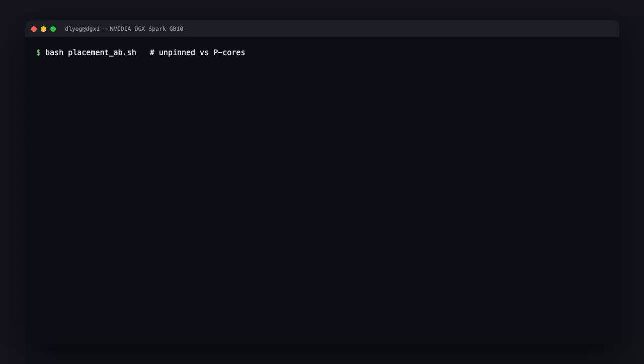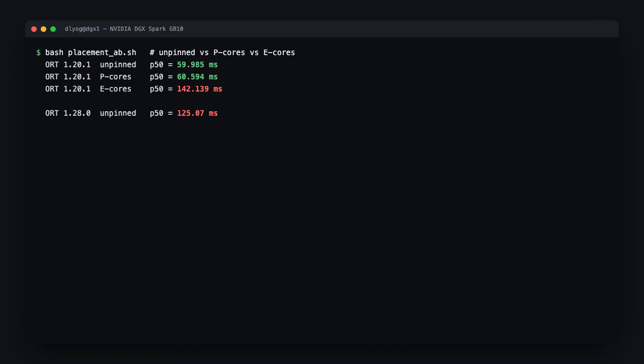Then, while measuring all of that, I hit something I was not looking for. The newer ONNX Runtime is faster, but only if you pin it to the fast cores. Left alone, it sometimes puts part of its thread pool on the slow cores instead, and because every operator waits for its slowest thread, the whole model runs at slow core speed. That is the 2x you're looking at.